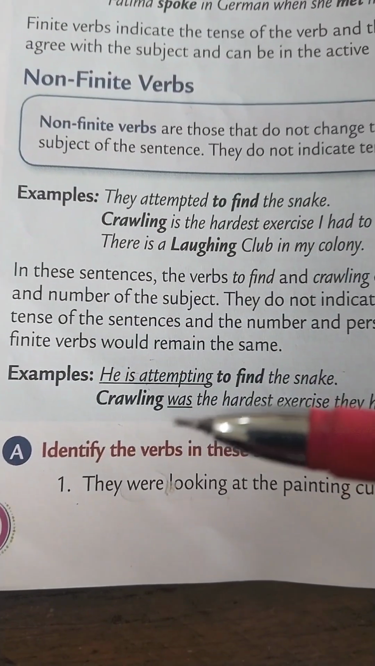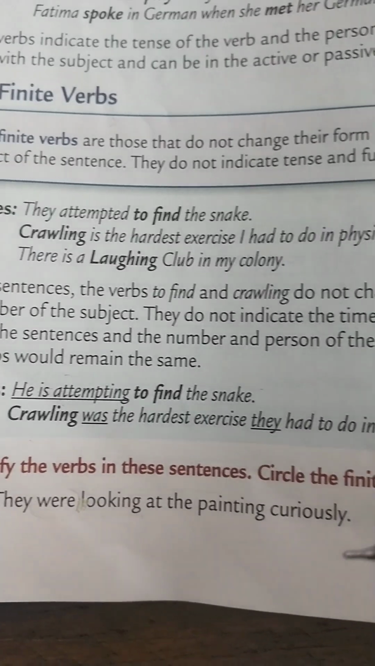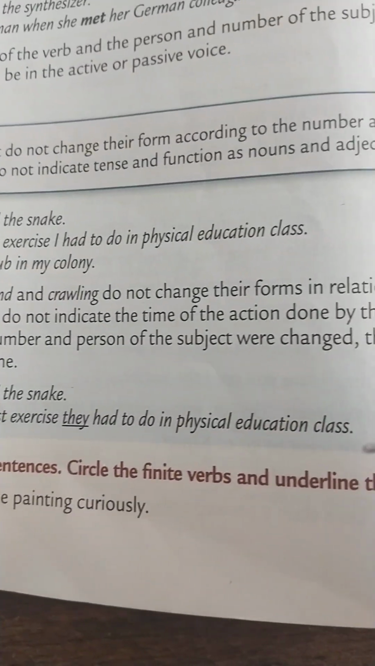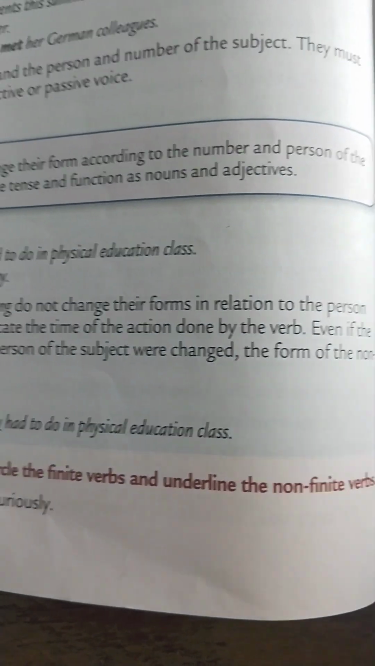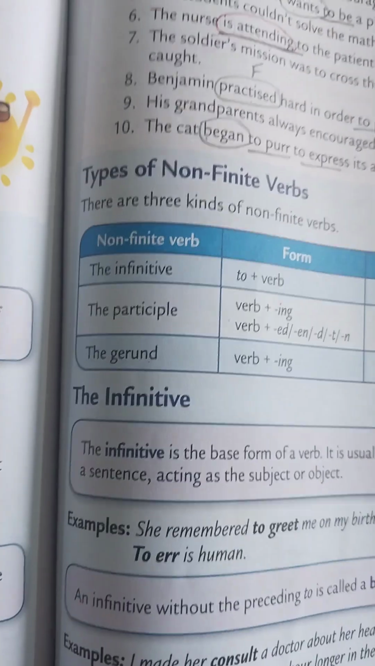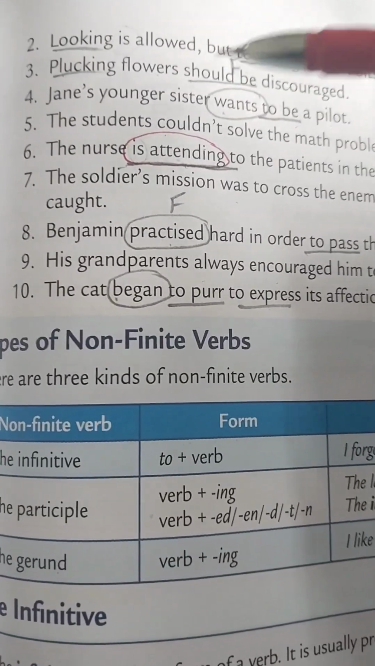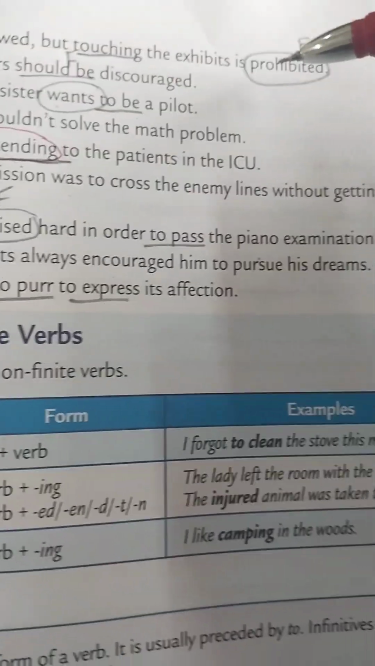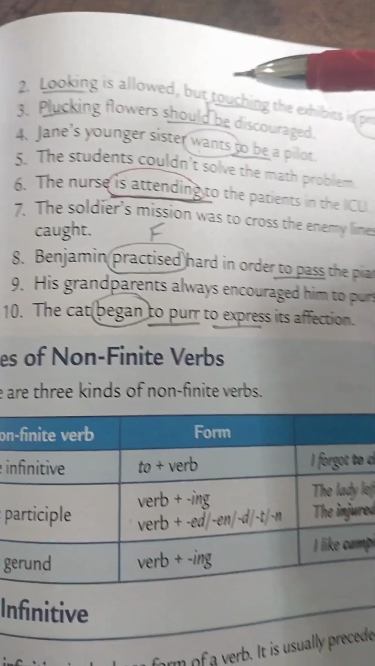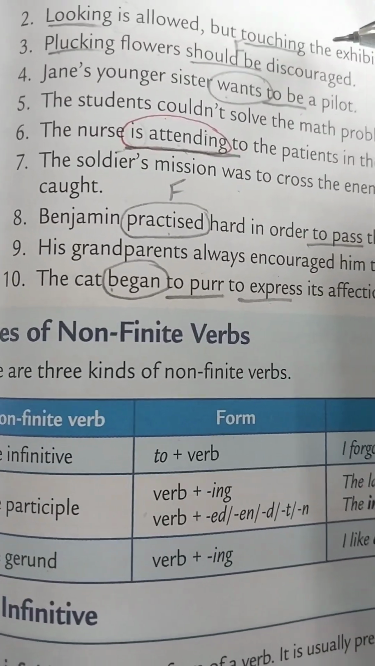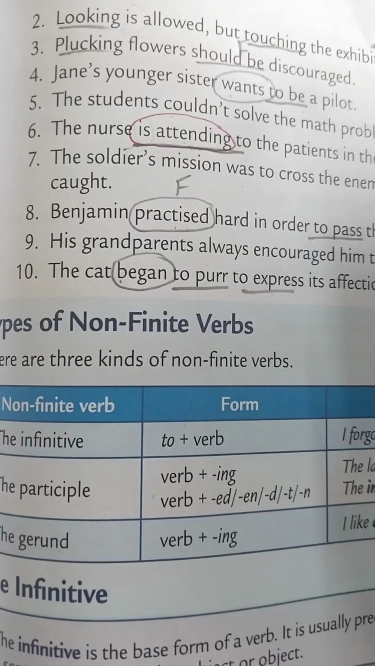Now see question number A. Identify the verbs in these sentences. Circle the finite verbs and underline the non-finite verbs. Now in this question, children, we will do some of the sentences and the rest you will do yourself. Looking is allowed but touching the exhibits is prohibited. Now in this sentence, looking and touching both are non-finite verbs and prohibited is a finite verb.